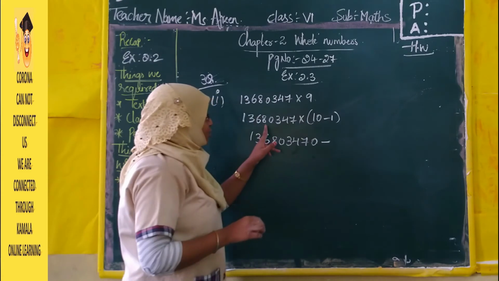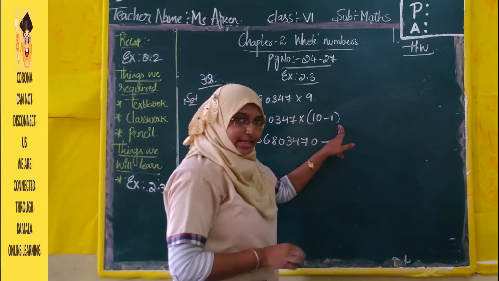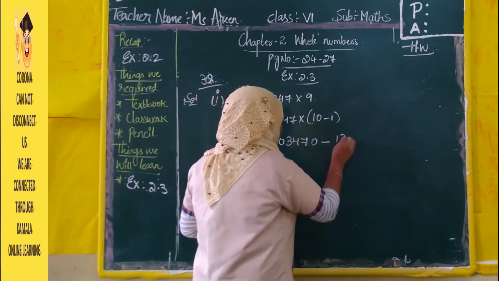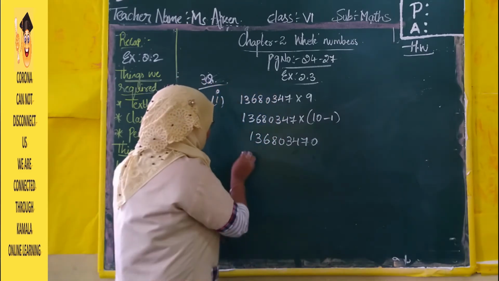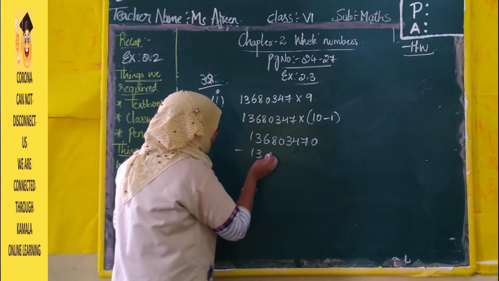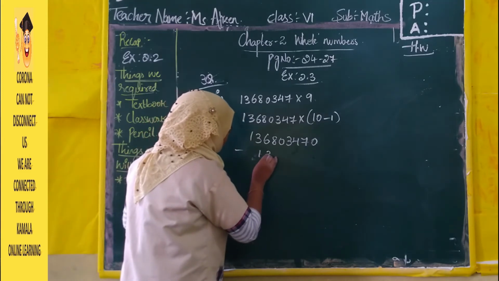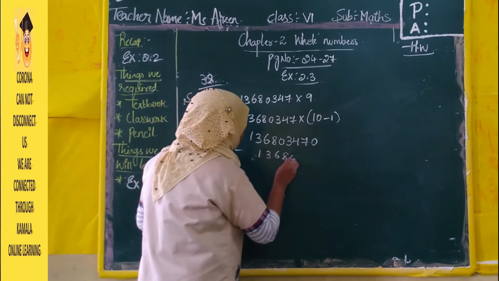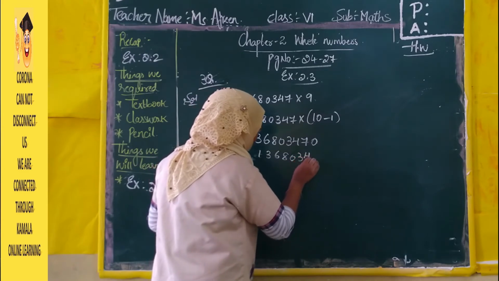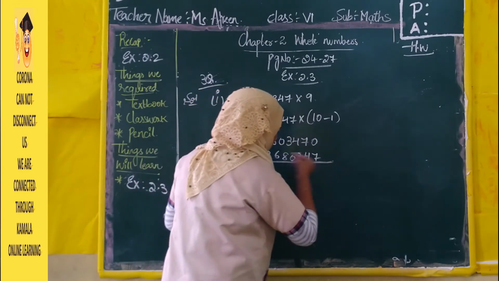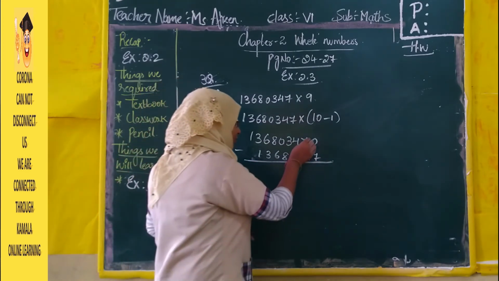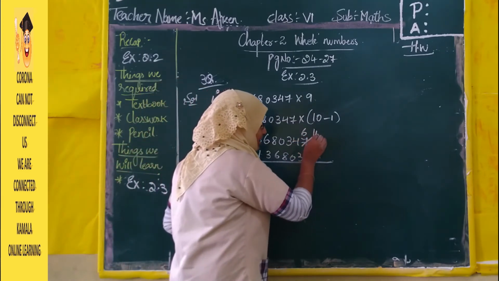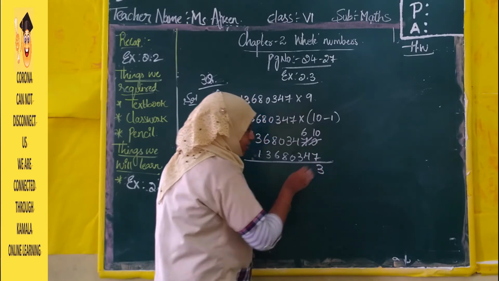Minus. Again this whole number when we multiply with 1 we get the same number. So 136803447. So better we write in the next line. Minus 136803447. Now we will do subtract. Now 7 we cannot subtract from 0, so we will borrow from here. This will be 6. 10. 10 minus 7 is 3.